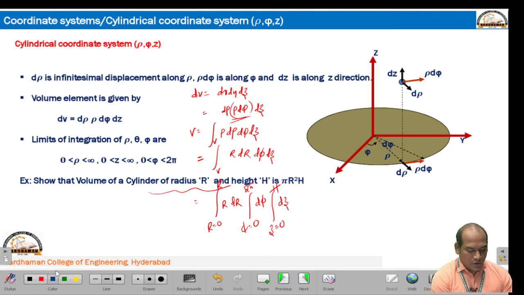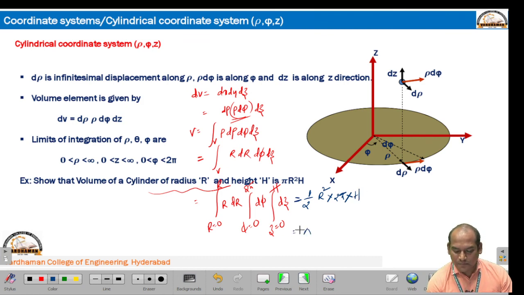Now, integration of r with respect to r is r square by 2, and the limits are also r only. So, you will get r square by 2 into the integration of 1 with respect to phi, which is phi. If you substitute the limits, you will get 2 pi, and the integration of 1 with respect to z is z, limits are h. So, 2 will be cancelled, what you will get? Pi r square h. This is the volume of the cylinder, that is the thing.